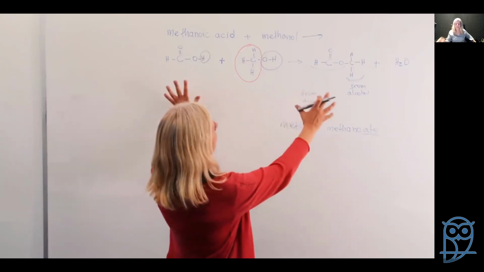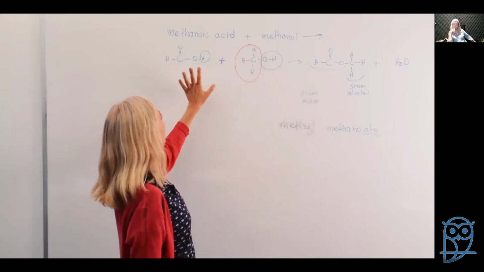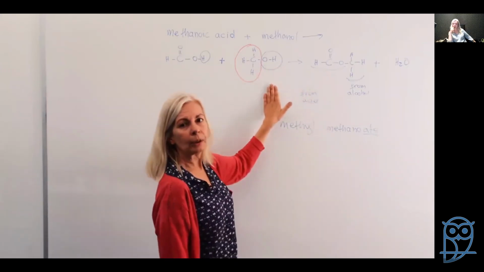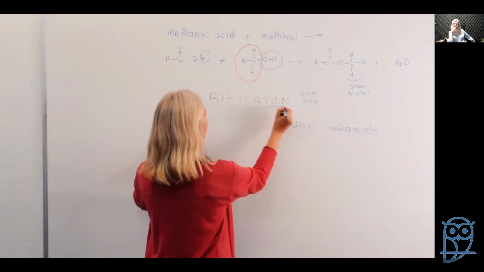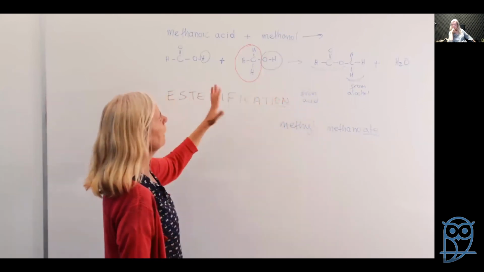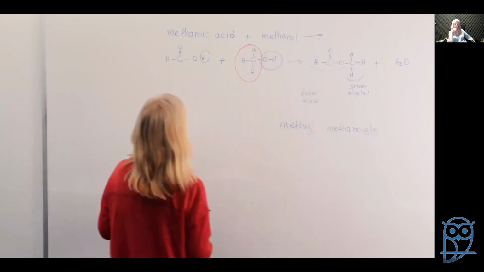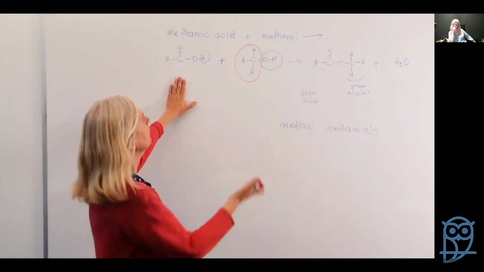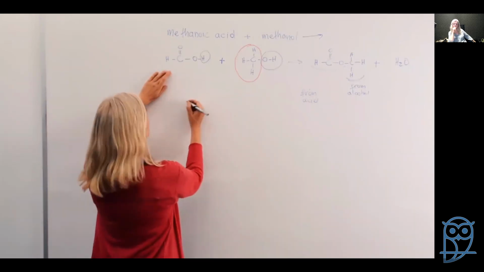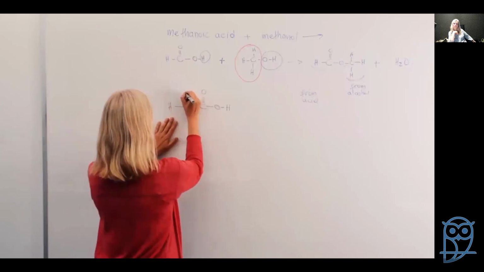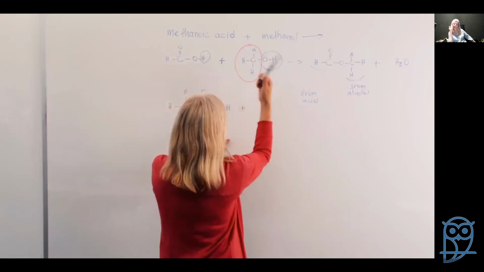And this way where we produce an ester from reacting carboxylic acid with an alcohol is called esterification. So this is an esterification reaction. Let us see another esterification reaction to produce another type of ester. Say, for example, we have ethanoic acid with methanol. Ethanoic acid would have 2 carbons. So this would be an ethanoic acid and methanol again.